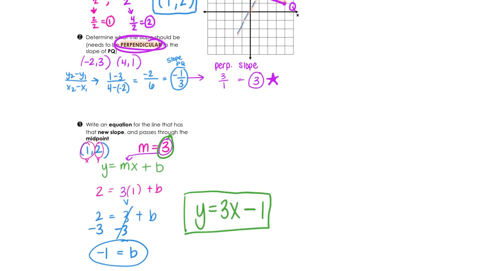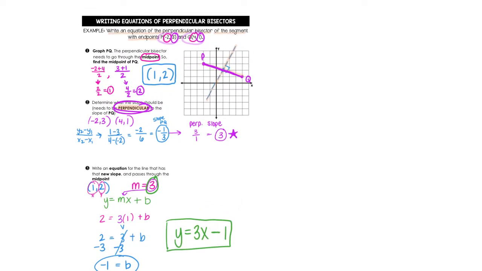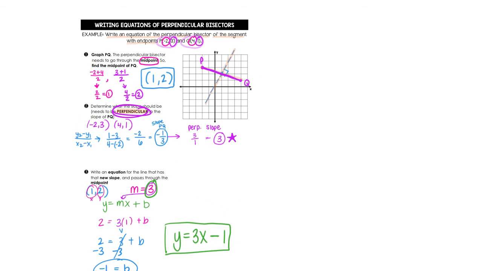So I know it's a lot of work. It's just kind of a lot of different steps, right? But none of it is really difficult. It's all stuff that we've learned before. There's just a lot of steps to it. So those are the steps. That's how you want to do this every time. You want to find the middle, and then you want to figure out what your slope should be by making it perpendicular to the original one. And then you can go ahead and write the equation of the line.